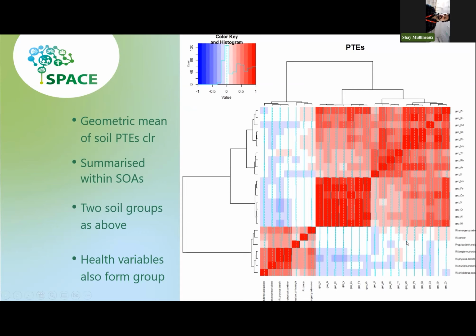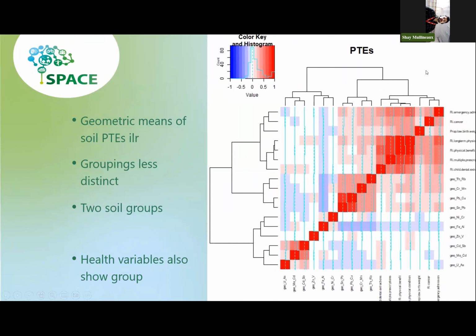But importantly, we can see these areas of red along here where we have cancer and other variables corresponding. So we've got the emergency admission and we've got rate of cancer here, and they're corresponding with some of these balances here. And we will discuss that in a little bit more detail on the next few slides.